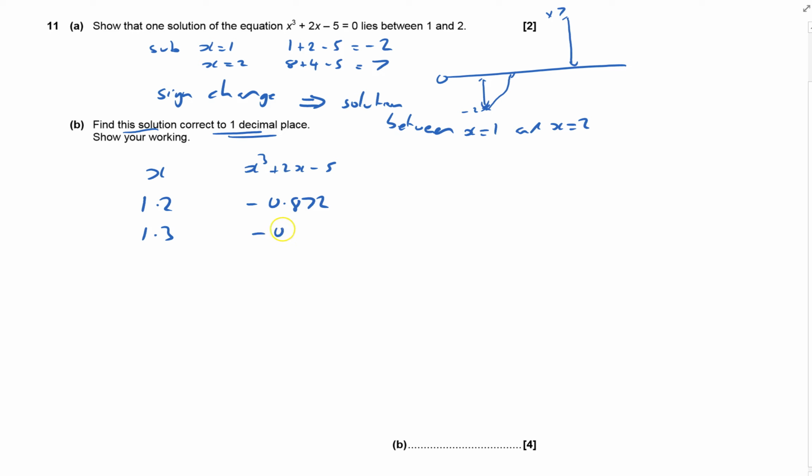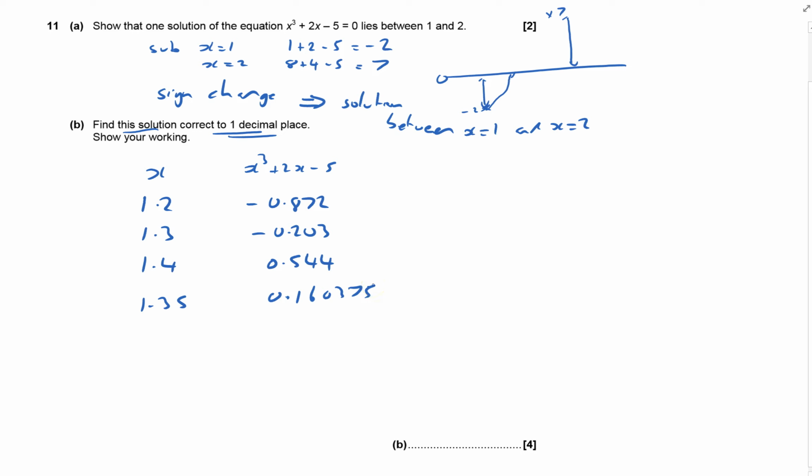That's too small, so I'm going to try 1.3, and that gives me 1.3 cubed plus 2 times 1.3, take away 5, that's minus 0.203. It's getting closer. Try 1.4, and that gives me 0.544. So it's got to be somewhere between 1.3 and 1.4. So what I need to do is try a number exactly between them, 1.35, and then see which way it goes.